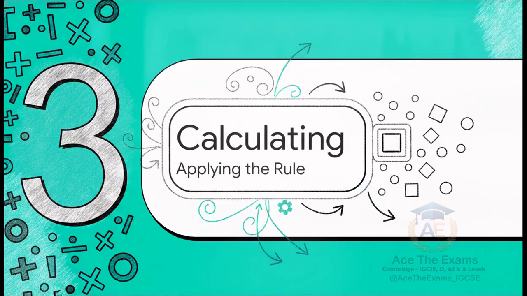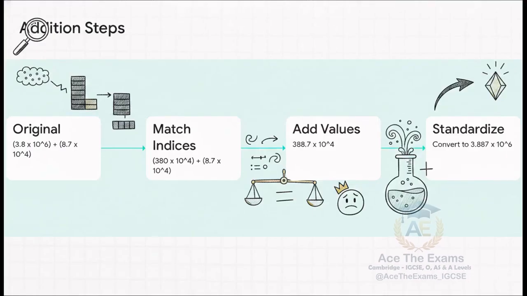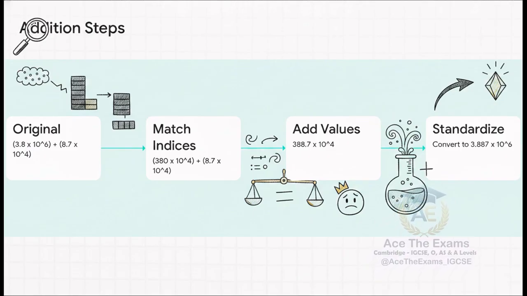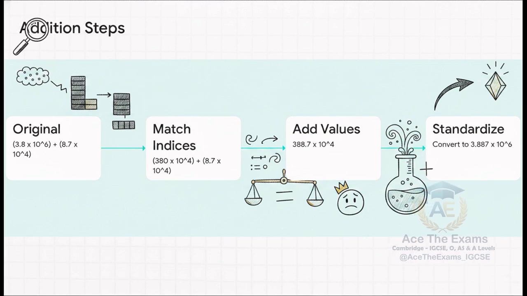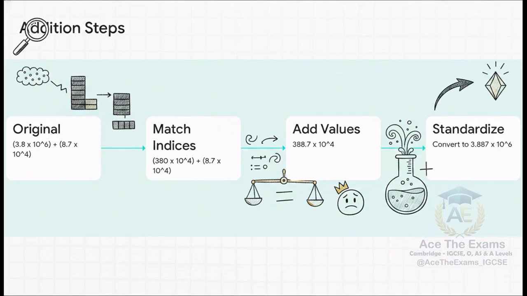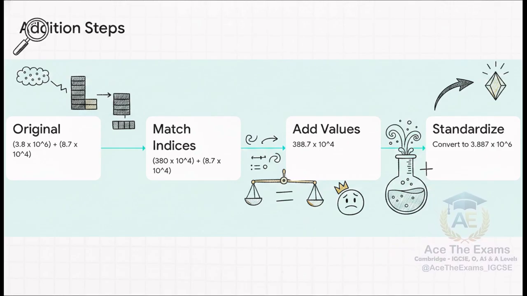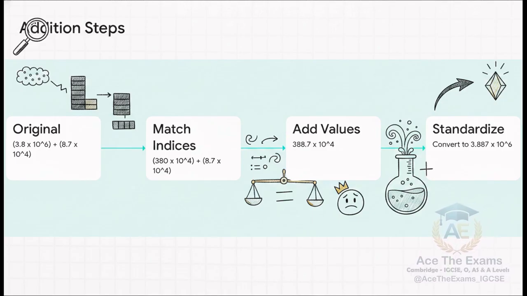All right, section 3, calculating with standard form. Let's start applying the rule. Now that we know the rigid structure, how do we actually do math with these compressed numbers? Let's walk through an addition problem step by step. Say we want to add 3.8 times 10 to the power of 6 and 8.7 times 10 to the power of 4. First instinct, just add 3.8 and 8.7, right? Wrong. You absolutely cannot add those straight away because they are scaled to completely different magnitudes. One number is in the millions, the other is in the tens of thousands.